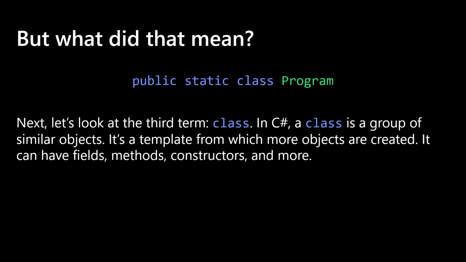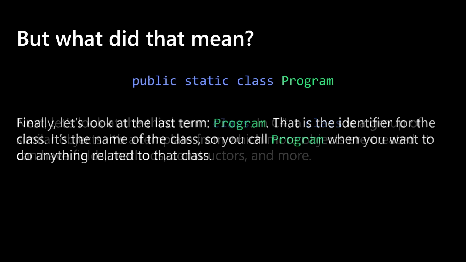Next, let's look at the third term, class. In C#, a class is a group of similar objects. It's a template from which more objects can be created. It can have fields, methods, constructors, and more. Finally, let's look at the last term, Program. That's the identifier or name of the class. So you would call Program when you want to do anything related to that class.